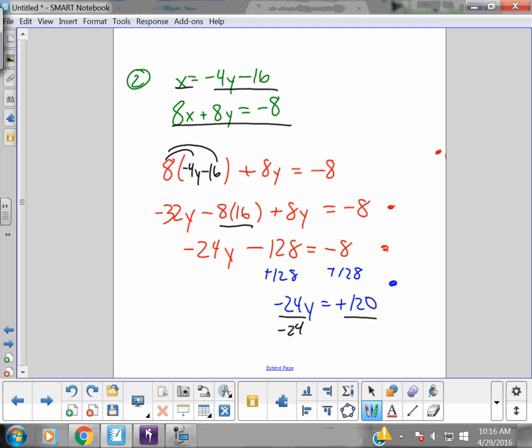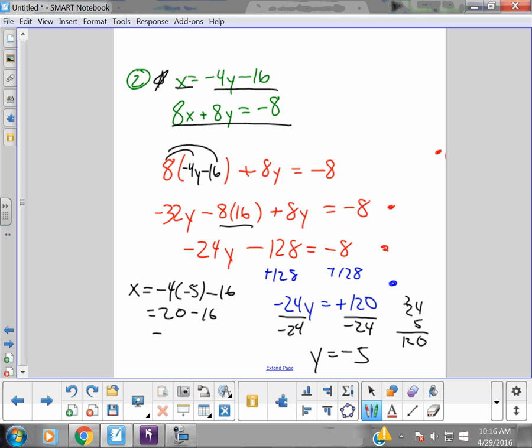Divide by negative 24 on both sides. Y equals, and now I'm going to take a guess. 24 is about 25, so I'm going to guess 5 of these. Yep. And y is negative 5. I will use my x equation I developed to get the other variable. Negative 4, negative 5 minus 16. 20 minus 16. And I get x is 4. My answer is 4 comma negative 5.